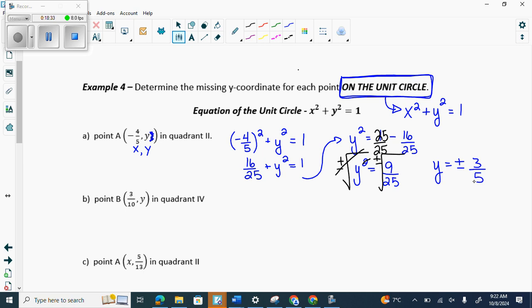Now if they don't give me the quadrant, the two coordinates I could have would be negative 4/5 and 3 over 5, or negative 4/5 and negative 3 over 5. I would get two coordinates. We agree? Because we found two y's. However, this one says quadrant 2. So is it the first coordinate or the second coordinate? First, because the second one falls into quadrant what? 3.